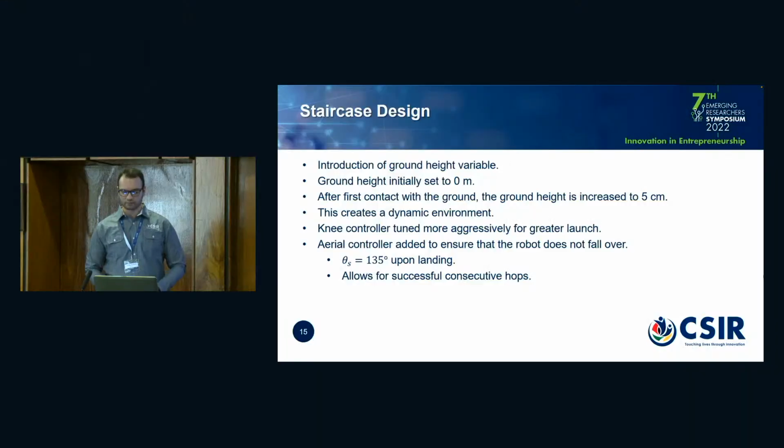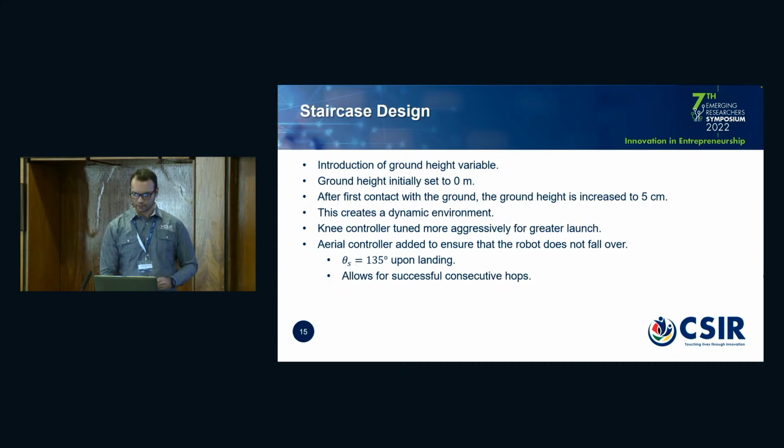To demonstrate this, a staircase was modeled, very simple, and it was done by introducing a ground height variable that was initialized to 0 meters. And after the robot made its first contact with the ground, the height was then increased to 5 centimeters, and consequently this creates a step. So the same knee controller that you saw in the previous slide was used, and the gains were just tuned to be more aggressive, allowing the robot to jump higher so it can actually reach the next step.